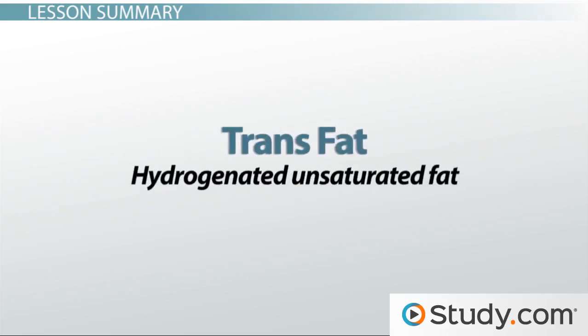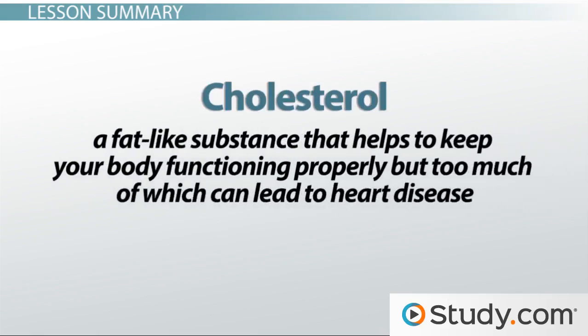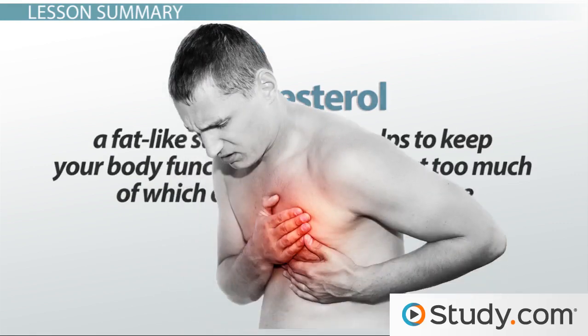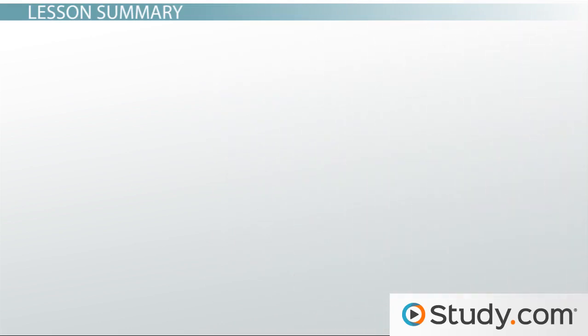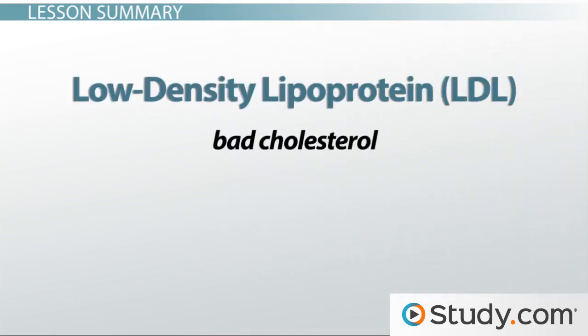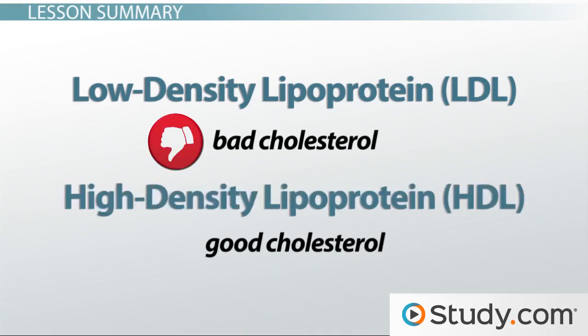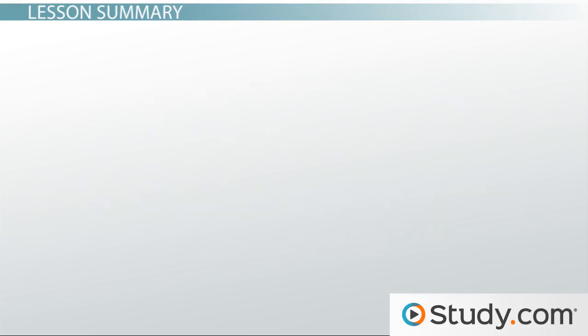Eating too much saturated and trans fat leads to improper increases in the levels of cholesterol, a fat-like substance that helps to keep your body functioning properly, but too much of which can lead to heart disease. Specifically, these types of fat increase bad cholesterol, which is known as low-density lipoprotein, or LDL. Good cholesterol, by the way, is known as high-density lipoprotein, or HDL, and trans fats lower this kind of cholesterol.